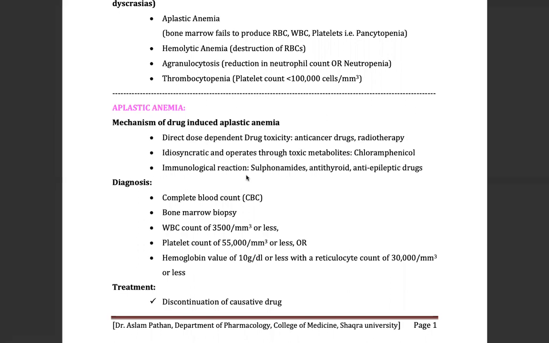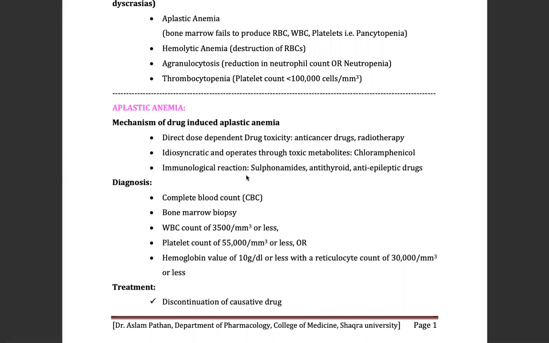These are the diagnostic tests available. CBC, the complete blood count, is the most important, along with bone marrow biopsy. If the WBC count is 3,500 per cubic millimeter or less, platelet count is 55,000 per cubic millimeter or less, or hemoglobin value is 10 gram per dl or less with reticulocyte count 30,000 per cubic millimeter or less, these lab values indicate the diagnosis of aplastic anemia.